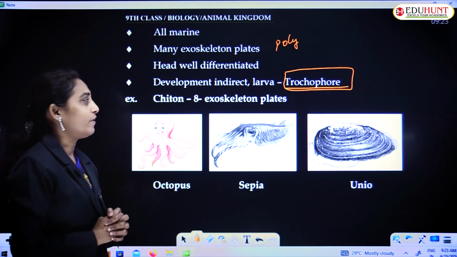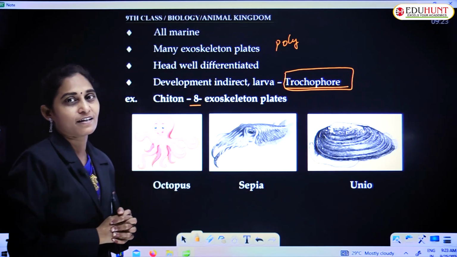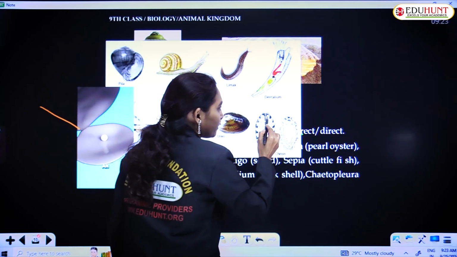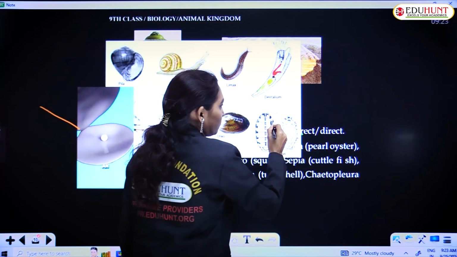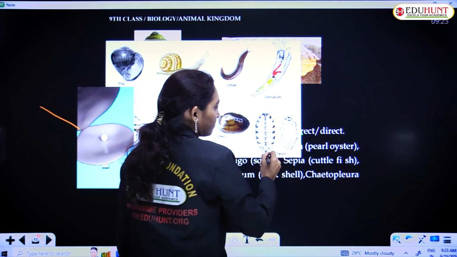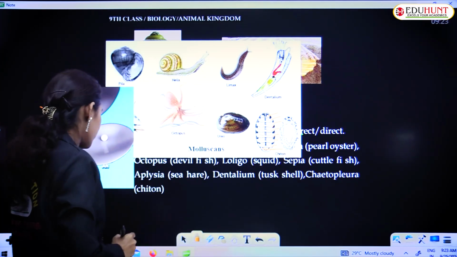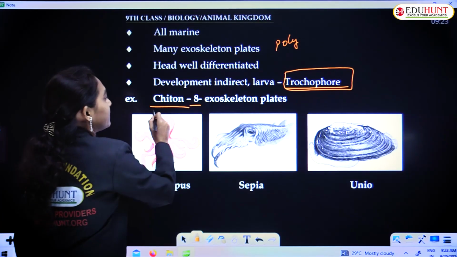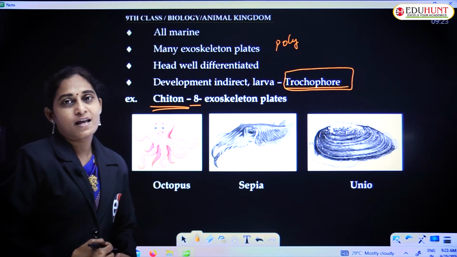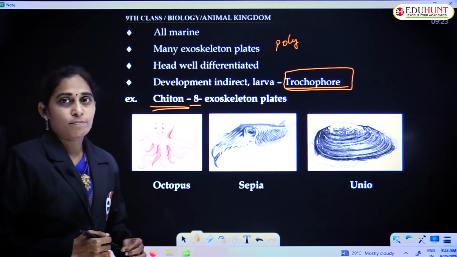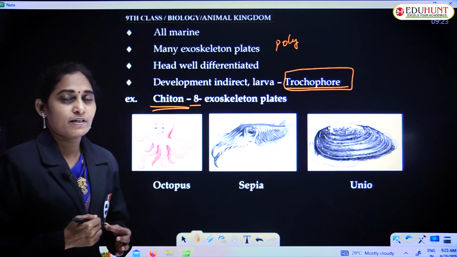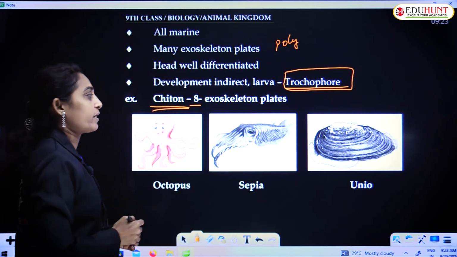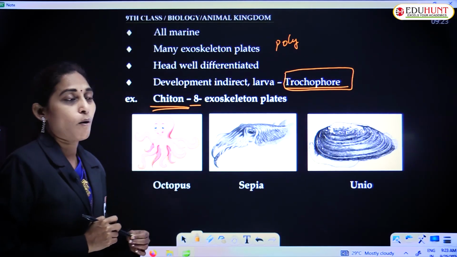Examples are chiton, where 8 exoskeletal plates are there. This is chiton: 1, 2, 3, 4, 5, 6, 7, one more, 8 exoskeletal plates. In the previous class, that is Monoplacophora, the example is Neopilina galathea, a very important example. Chiton is an important example of the class Polyplacophora.